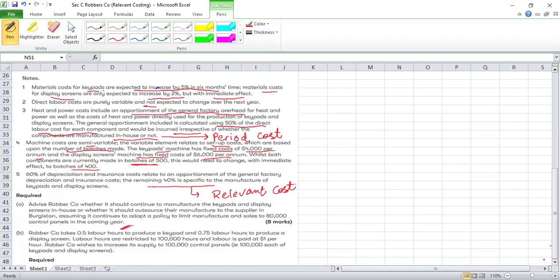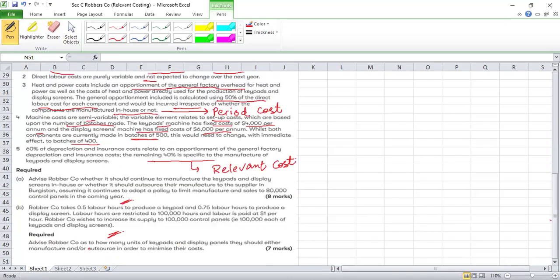Next one is rubber company takes 0.5 labor hours to produce a keypad and 0.75 labor hours to produce a display screen. Labor hours are restricted to 100,000 hours and the labor is paid $1 per hour. Rubber company wishes to increase its supply to 100,000 control panels, that is 100,000 each of the keyboards and screens. Advise Robert as to how many units of the keyboard and display panel they should either manufacture or outsource in order to minimize their cost.